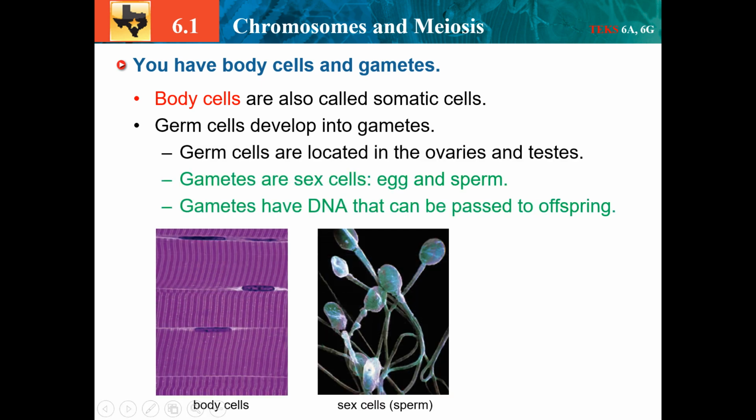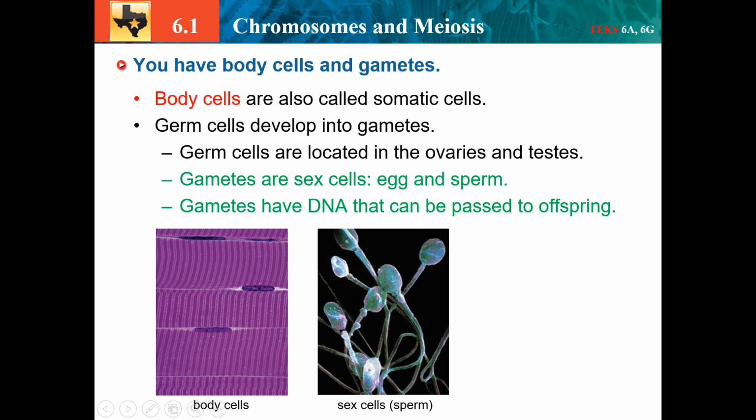Okay, and so you have body cells and you have gametes. So broadly speaking, there's 2 different types of cells. Your body cells are also going to be called somatic cells. So your body cells are exactly what the word suggests. It's what make up your body. So your skin cells, your muscle cells, your brain cells, your stomach cells, the cells that make up your arteries, your veins. All the cells that make up your body are going to be the body cells, or called somatic cells.